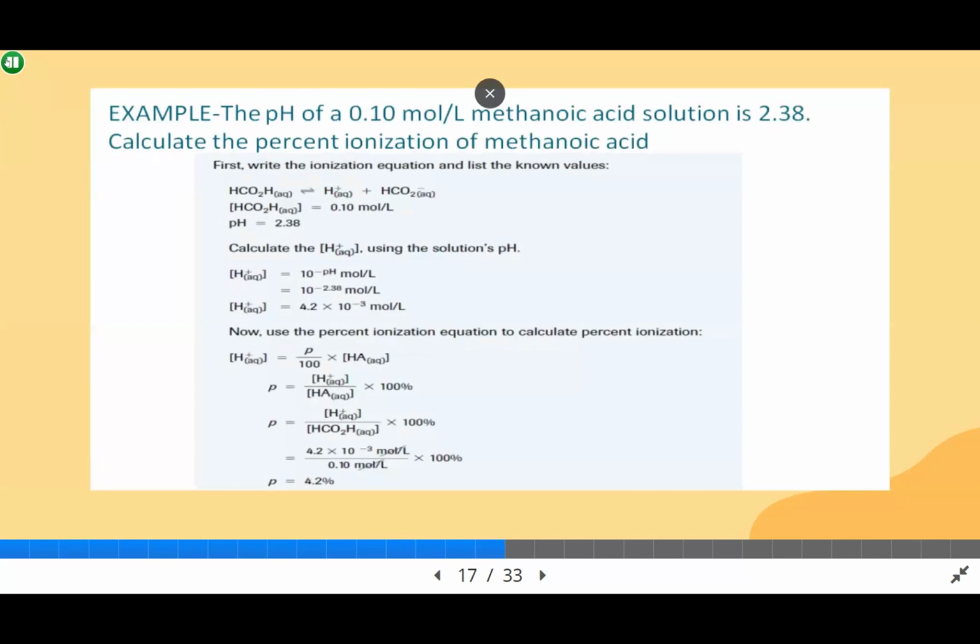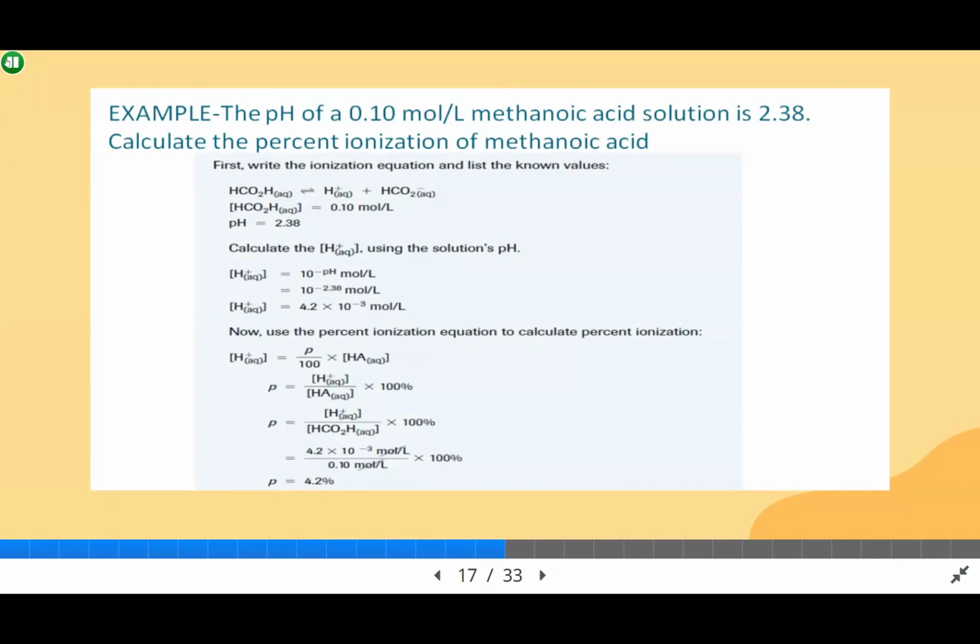Just another example of calculating percent ionization. The pH of a 0.1 mole per liter methanoic acid solution is 2.38. Calculate the percent ionization of methanoic acid. First, you write your ionization equation and list your known values underneath it. It's a good method to get yourself organized. We have the concentration of methanoic acid as 0.1 and the pH as 2.38.